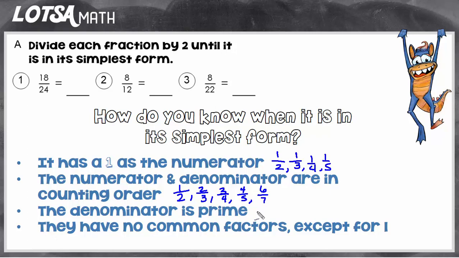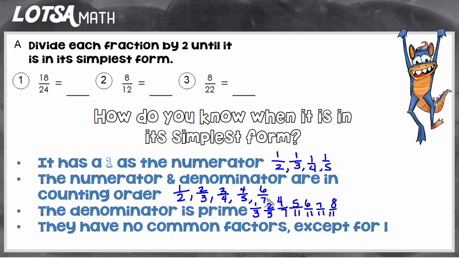Another way is if the denominator is prime. So since 3 is a prime number, 1/3 is in its simplest form. Since 5 is a prime number, 2/5 is in its simplest form. 4/7, because 7 is prime. 11 is a prime number. So anytime, even if you had 6/11 or 7/11 or 8/11, anytime you have a prime number as the denominator, it's already in simplest form.